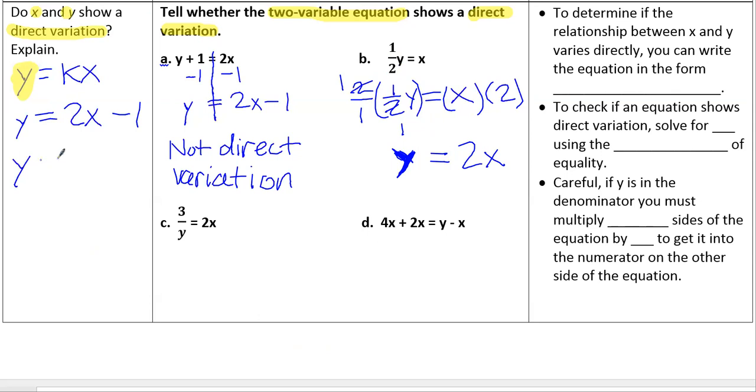Is this in y equals kx form? Let's check. Y is y, equals is equals, k is 2, x is x, and there's nothing else. This is direct variation. I don't know why I'm capitalizing this time, but okay, direct variation.